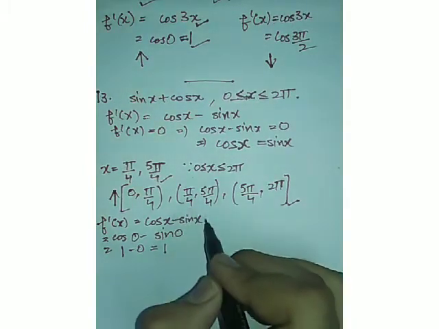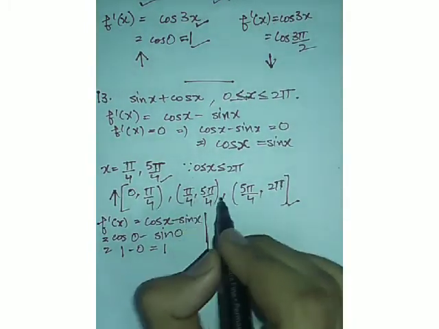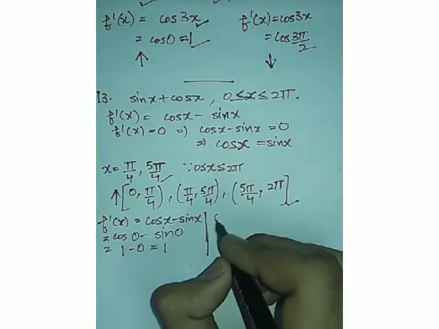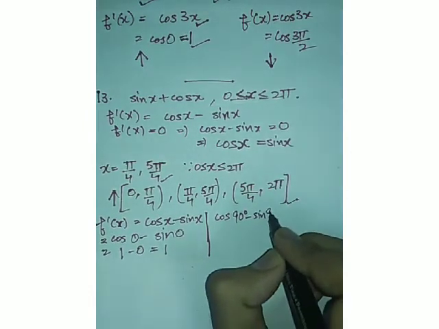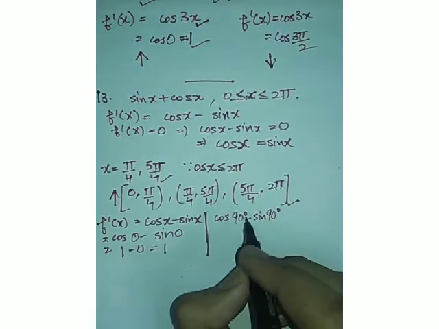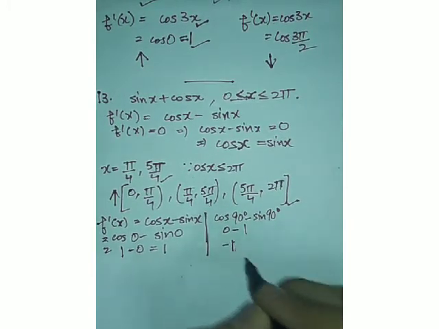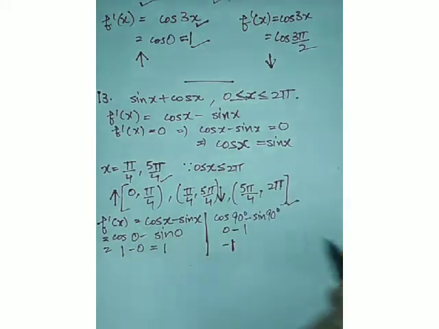Consider this interval pi by 4 to 5 pi by 4, and the value which is lying in between these is pi by 2, 90. So consider 90. Now put it: cos of 90 minus sine of 90. What will you get? Cos 90, that is 0, sin 90, that is 1, 0 minus 1, that is minus 1. It means the function is decreasing on this interval.